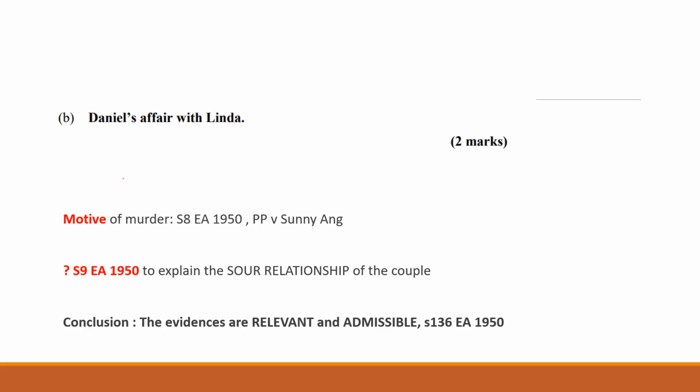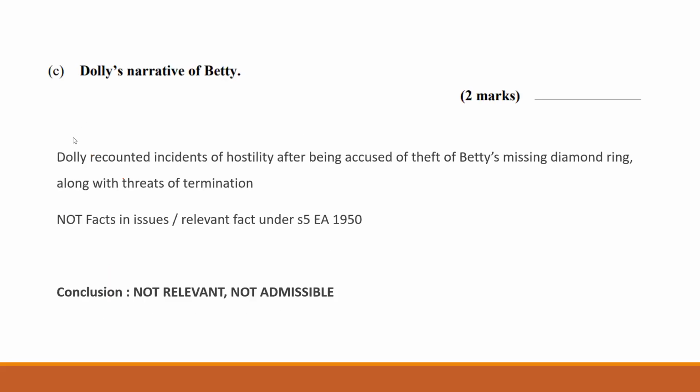So if I am prosecution, I will use this also to explain the sour relationship of the couple. That means Daniel and Betty are not getting along well, because there is supportive evidence to say that, in fact, Daniel agreed to terminate the relationship. I believe failed to be done lah. Okay, so conclusion, evidence are relevant and admissible. So always mark down your conclusion.